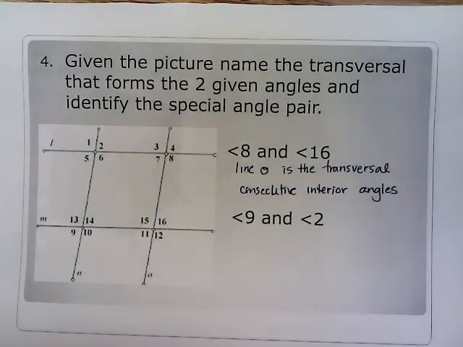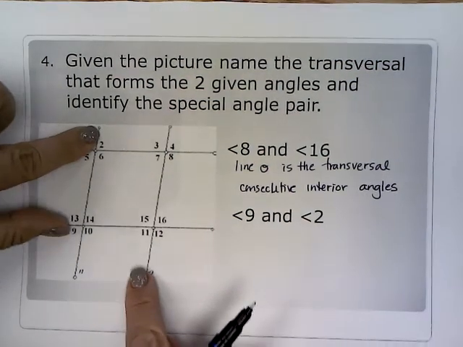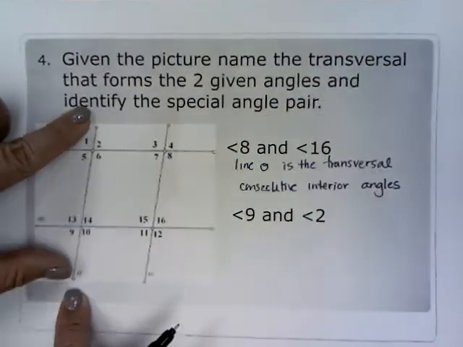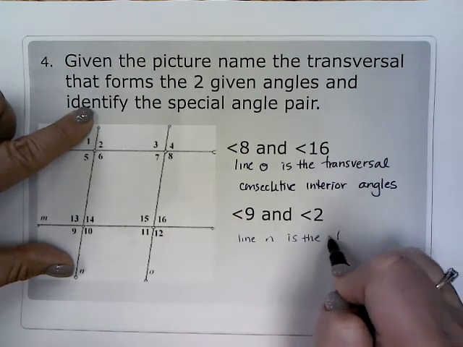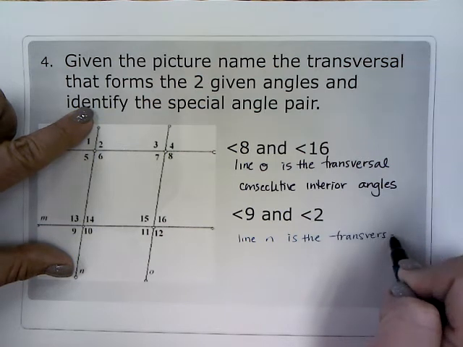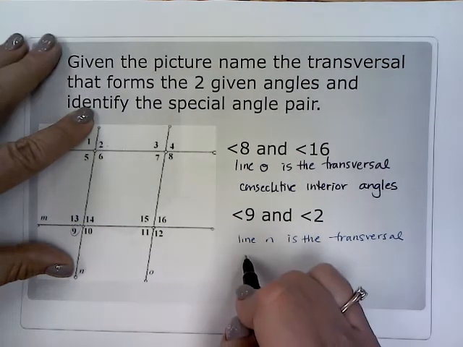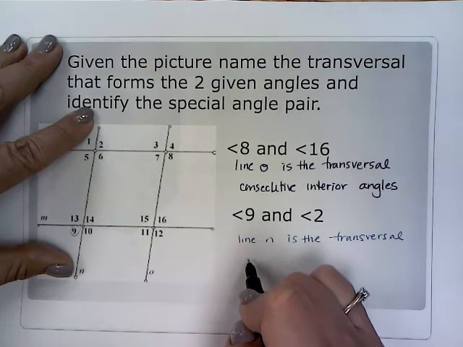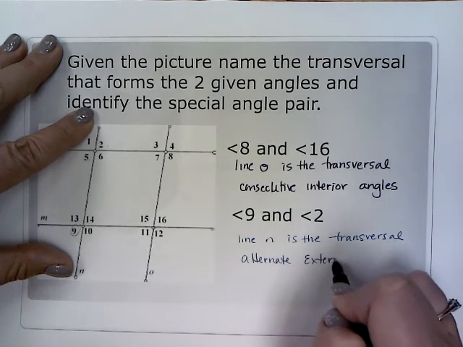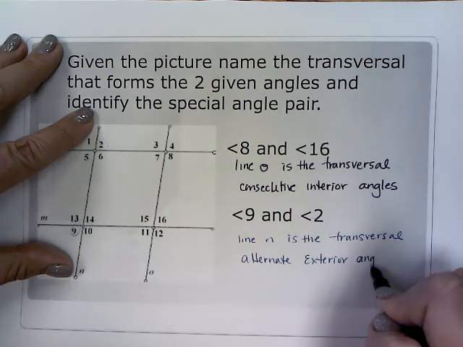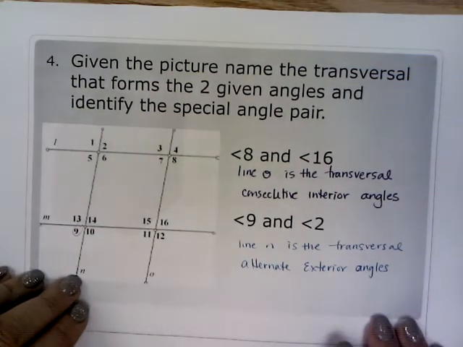Okay, for the second one, it says 9 and 2. So I need to find 9 and 2. There's 2 and there's 9. They're hovering around this line here, so this line is the transversal. So line N is the transversal. And then they're sitting on the outside and they alternate, so it is the alternate exterior angles. Because they alternate on the exterior of the lines. They're not parallel here, sorry, of the lines.